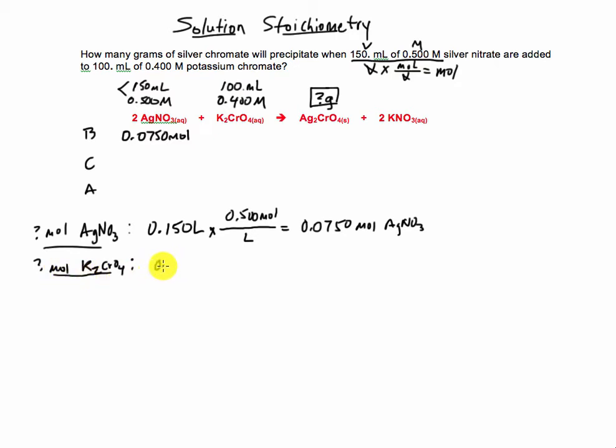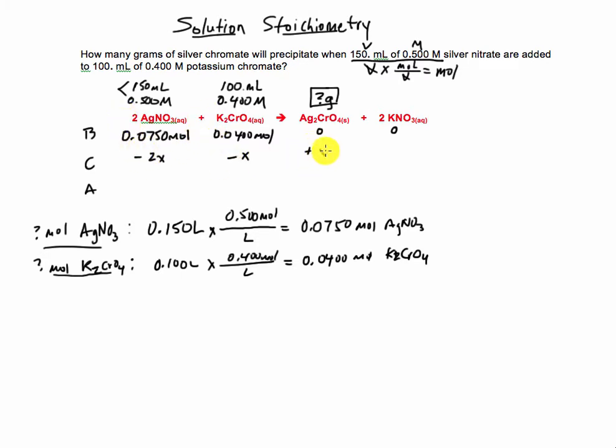I'm going to start with the 0.100 liters and multiply it by 0.4 moles per liter. To do this calculation, I have 0.0400 moles of potassium chromate. So I put that here, 0.0400 moles. This is 0, this is 0. My change is minus 2x, minus x, based on the coefficients, don't forget, based on the change in the reaction, plus x here, and plus 2x right here.